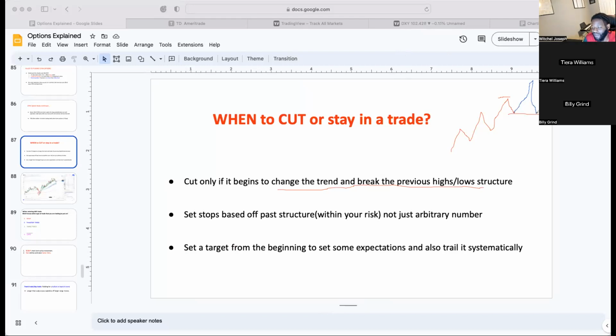You guys know? No, it's not. Why is it not a reason to leave the play yet? It hasn't broken that area. It's the higher low. Remember, as long as you're making a higher low, so right here, this is a higher low, right? Higher low, higher high. This is a winning formula right here.